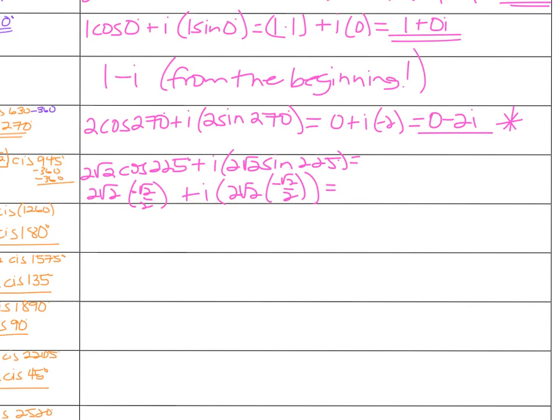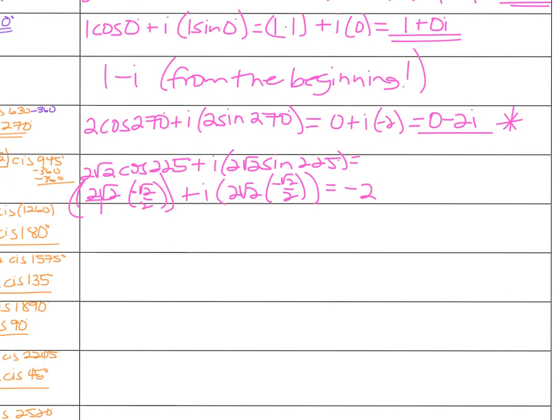2 square root 2 cosine 225 plus i 2 square root 2 sine 225. On the unit circle at 225, both sine and cosine are negative square root 2 over 2. We're kind of noticing a theme here on some of these. If you multiply all of this together right here, put that over 1, what ends up happening is that you actually get just negative 2. 2 times the square root of 2 times another square root of 2 would be 4, over 2 would be 2, and then that negative makes it negative 2.